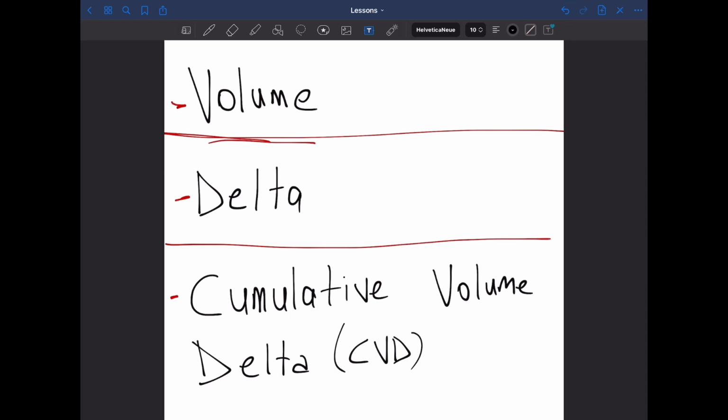In this video I will be covering these three topics on the screen right now: volume, delta, and cumulative volume delta. This will probably be a long series because I was meant to do the order flow and Exocharts analysis this video, but these three topics are the main focuses before we get into Exocharts.